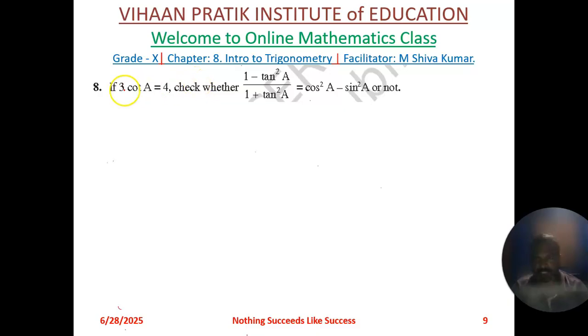In last class we have discussed problem number 7. In this class we will discuss problem number 8. Problem number 8 states that if 3 cot A equals 4, now this is the ratio, we need to check whether (1 minus tan square A) by (1 plus tan square A) equals cos square A minus sin square A, whether it is correct, verified or not, right?